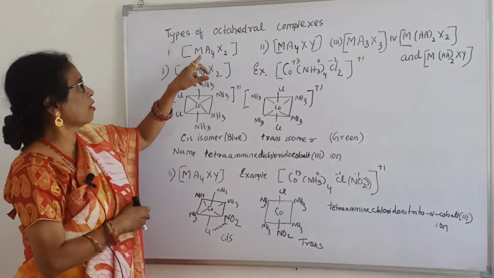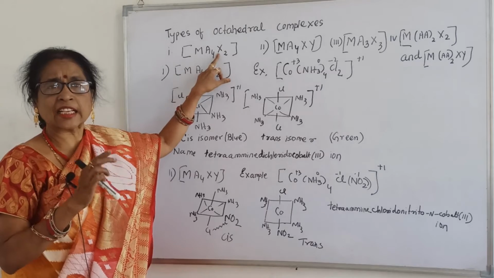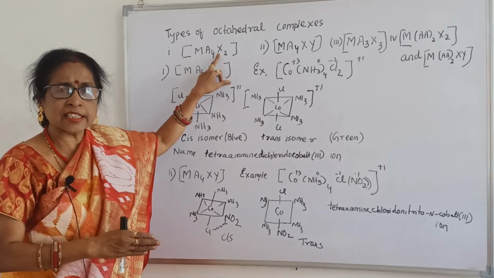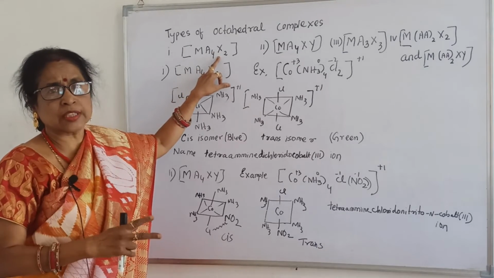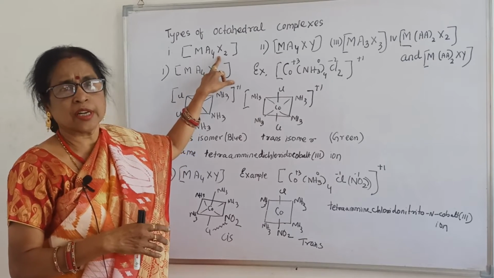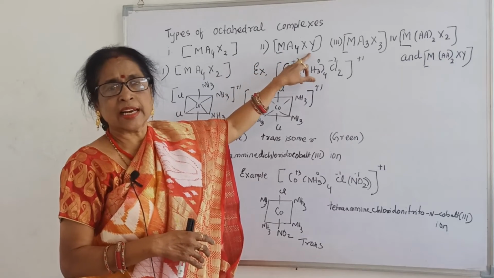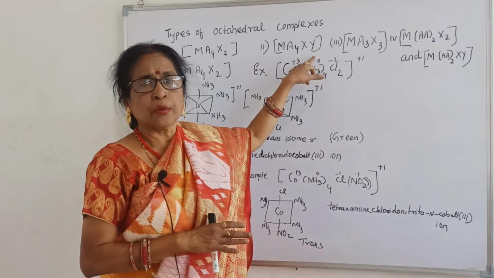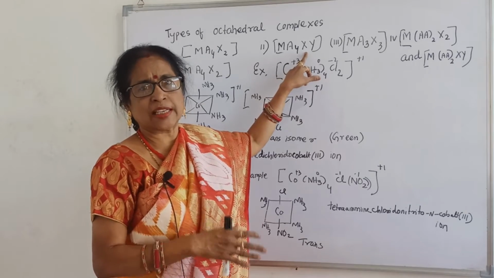Among the types of octahedral complex, take A4X2. Here it indicates that the ligand X is present only 2 times. Because of the X ligand being present 2 times, we can show it as a cis isomer and a trans isomer. Then A4XY: here X and Y are 2 types of different ligands. That is why we can show XY as a cis arrangement and XY as a trans arrangement.